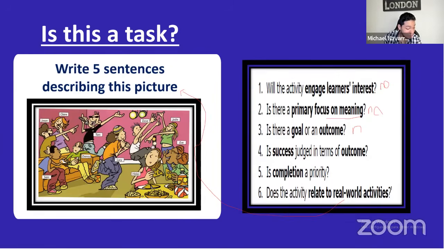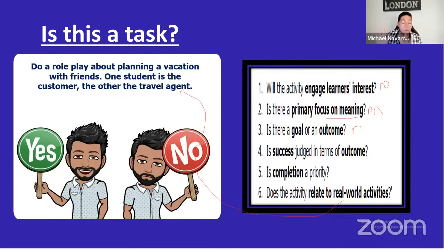Good, good, Berta, and good, everybody. I can see a lot of no's. Very good. Let's continue. Let's do another example, okay? And I need your help. Again, it says, do a role play about planning a vacation with friends. One student is the customer, the other, the travel agent. I want you to ask yourself these questions, and I want you to tell me if this is an example of a task. In the chat box, please, with a yes or no.